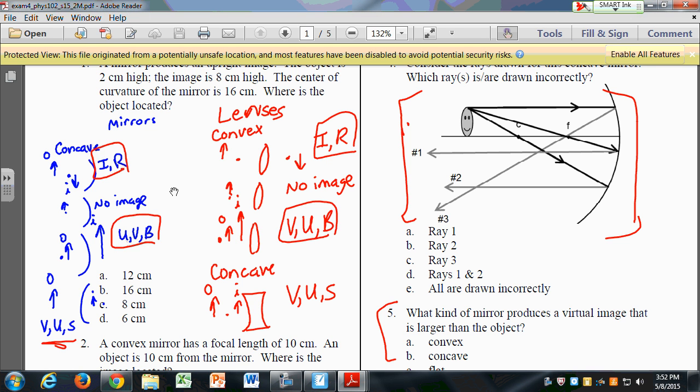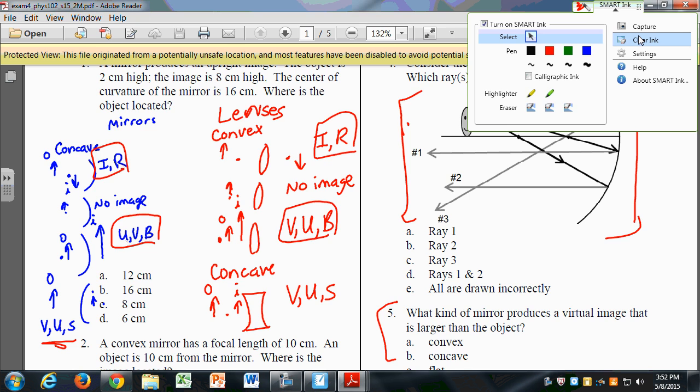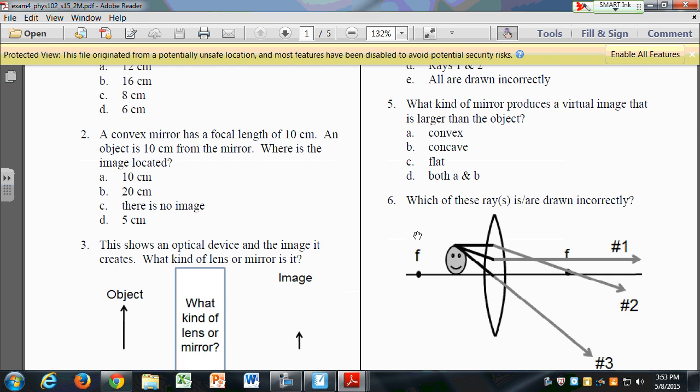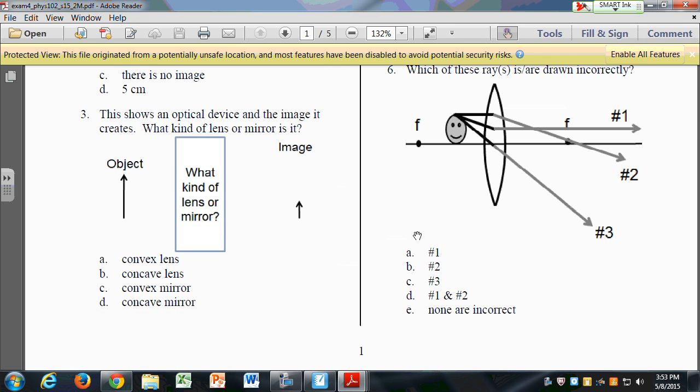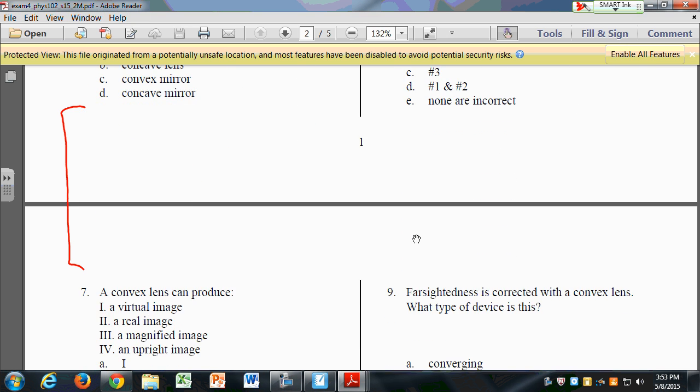I'll take this away. All right, it's going away. All right, this is all the same. Like I said, knowing those diagrams will help you with stuff like that, which you will have.